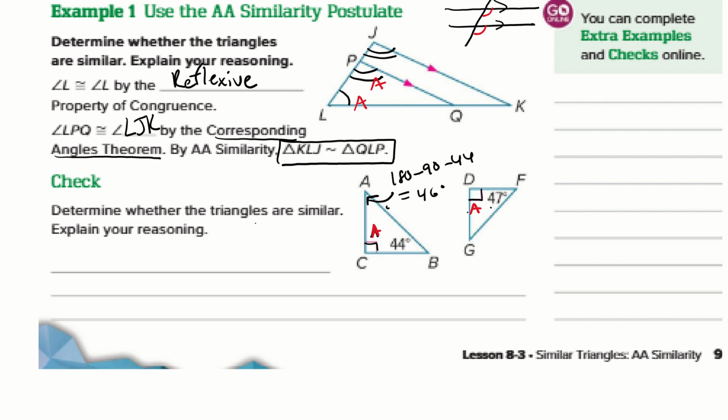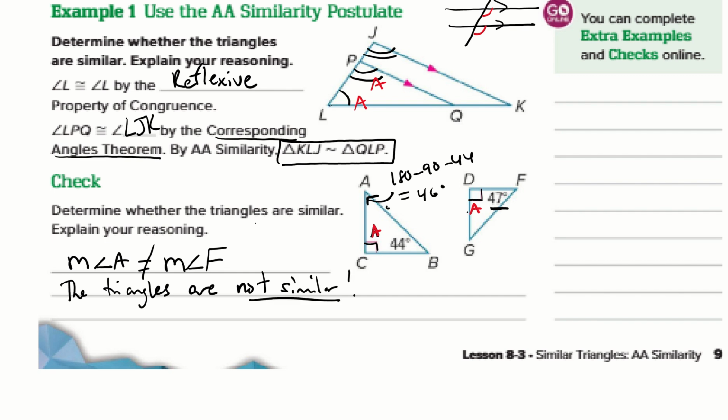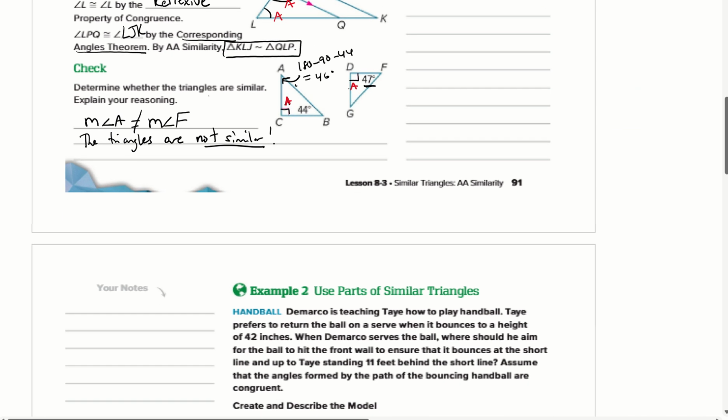Well, notice that 46 does not match 47, so it cannot be congruent. So we're going to say that the measure of angle A does not equal the measure of angle F. And so the triangles are not similar, since we can't use AA for it. Okay, so they're not similar. Okay, so let's look at example 2.